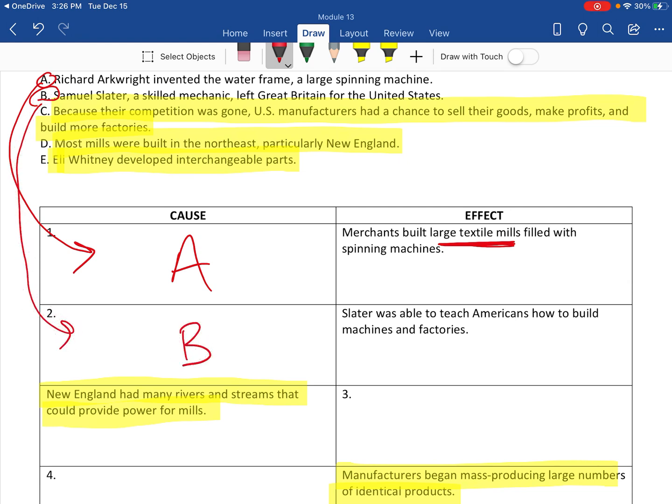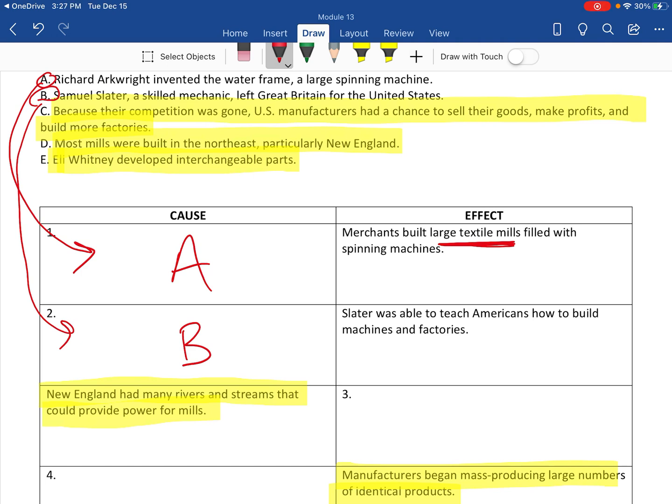Samuel Slater, a skilled mechanic, left Great Britain for the United States. So he actually smuggled secrets out of his country. It was against the law to share these secrets with other countries, but he did it because he knew that if he came to America, there was great opportunity here, and he was absolutely right. So we have him to thank for our quick industrialization.